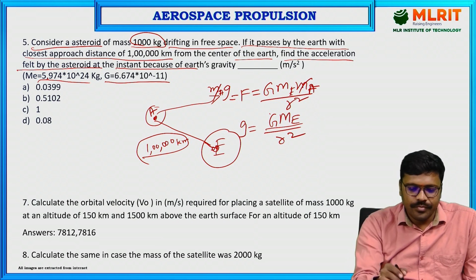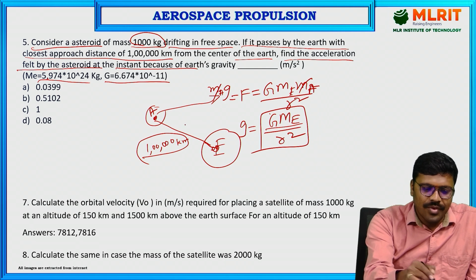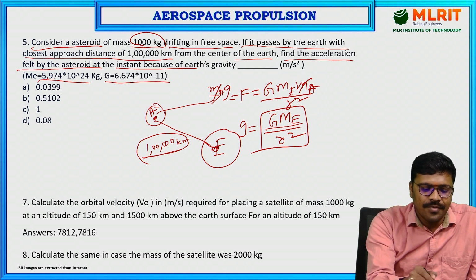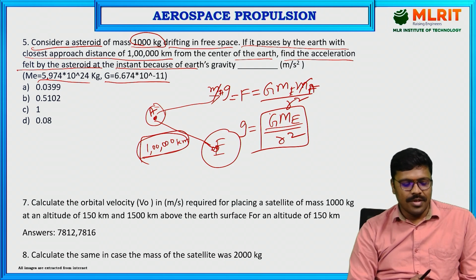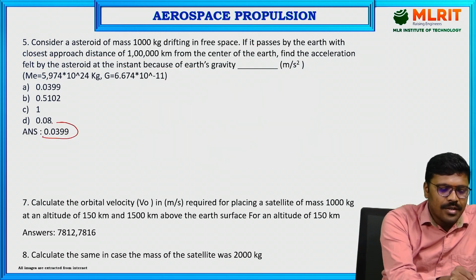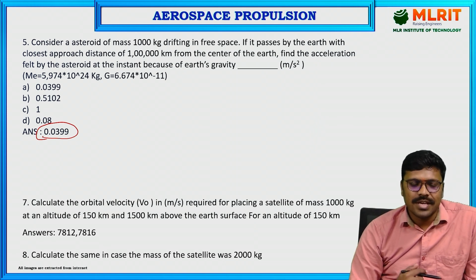Capital G into Me by r square is nothing but the acceleration due to gravity acting on the asteroid at a distance of 1 lakh kilometer from the Earth's center. If you see the answer, this will be 0.0399. You can do this calculation in a calculator and cross check the answer.